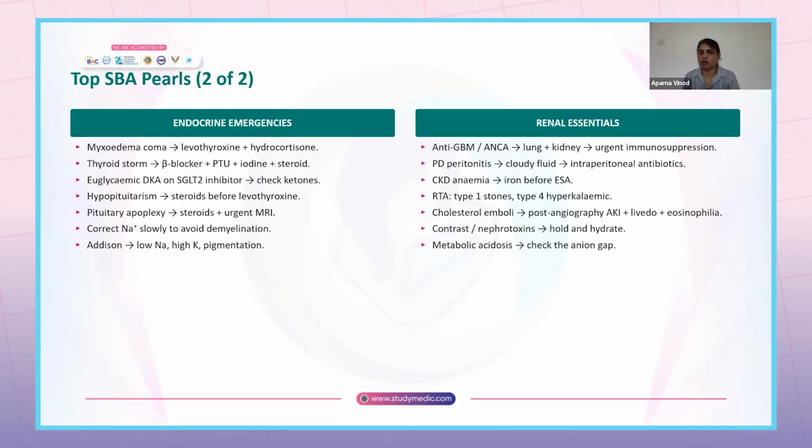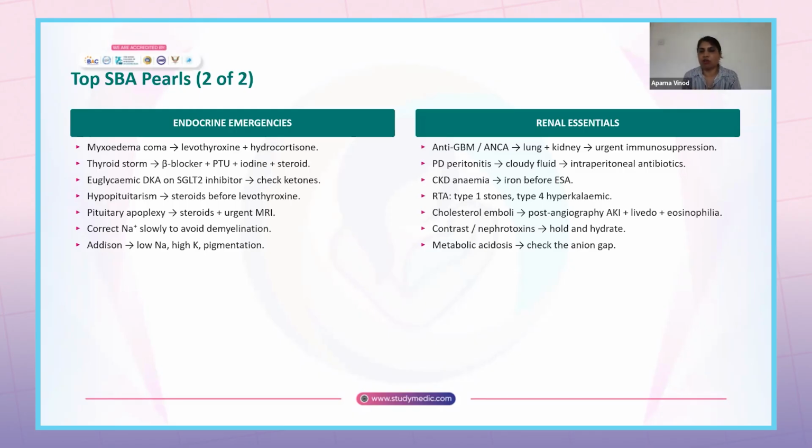It will be cloudy fluid. For that, you need to give intraperitoneal antibiotics. In CKD anemia, you should correct iron before giving erythropoietin stimulating agents. For renal tubular acidosis, type 1 will be associated with stones and hyperkalemia will be found in type 4. In type 1 and type 2, it will be hypokalemia.